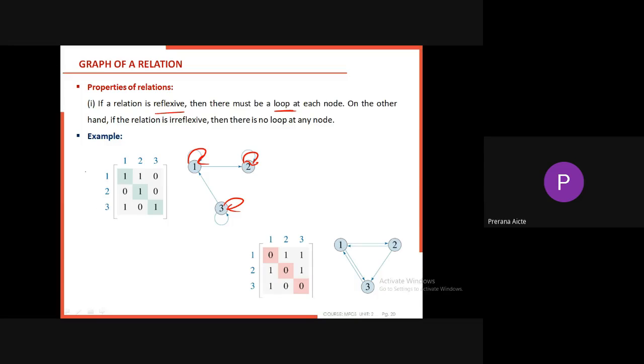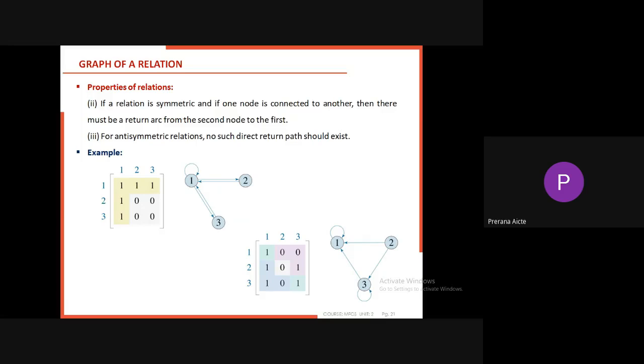So here if you see this relation, it is reflexive. Why? Because for every node we have the loop. And if you see the second relation, it is irreflexive. Why? Because there is no loop at any node. Okay, similarly here we can check the diagonal elements. If all the diagonal elements are one, then I can say that it is following the reflexive property. And if all the elements are zero, we can say that it is following the irreflexive property, like this. So next, similarly, you can check other properties here.